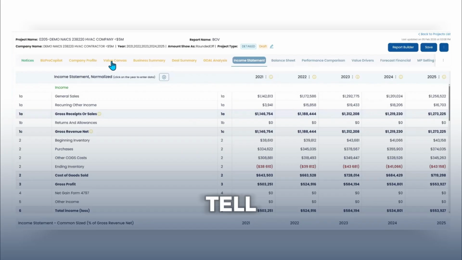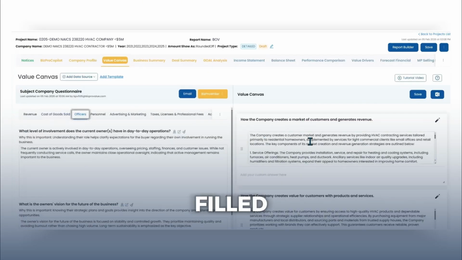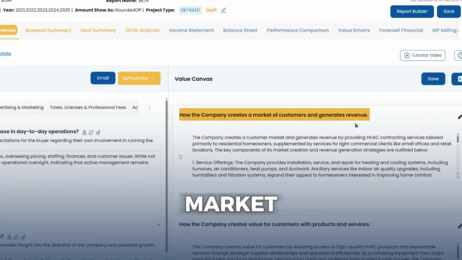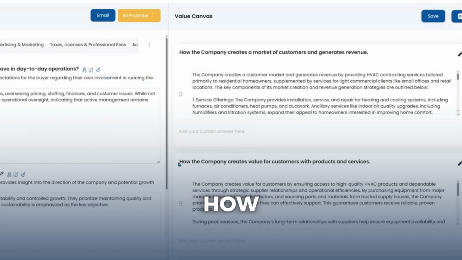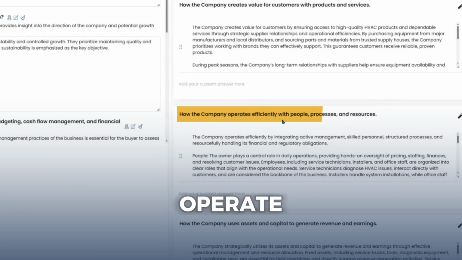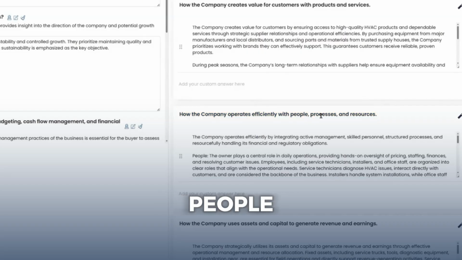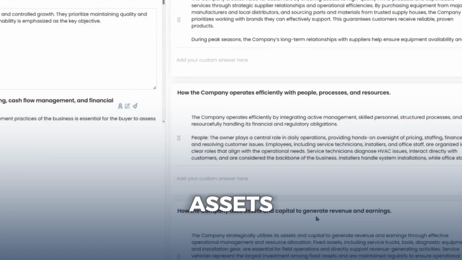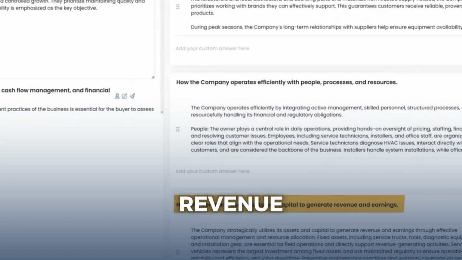5 years can often tell us that, right? I filled my value canvas where we take all of the questions and filter them into the 4 factors of value. How does a company create a market of customers? How does it create and deliver value? How does it operate efficiently with people, processes, and resources? And how the company uses its assets to generate revenue.